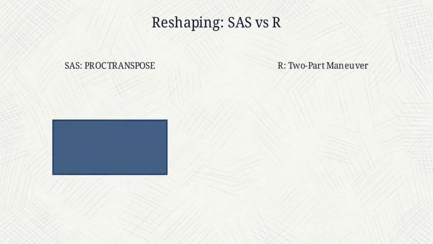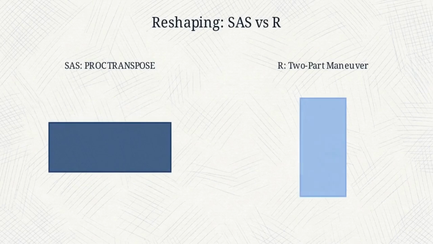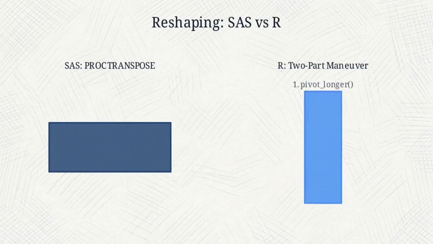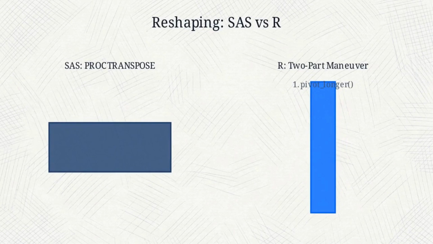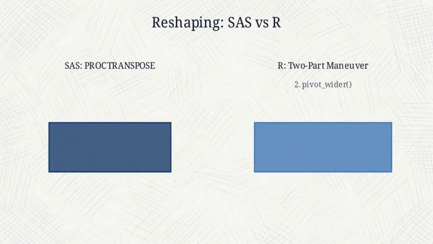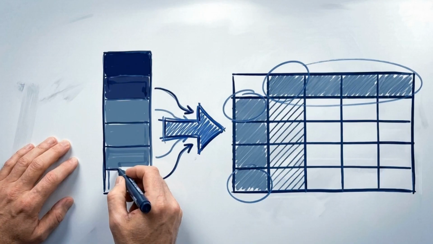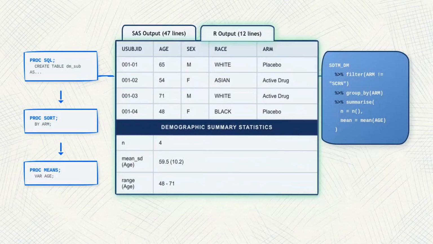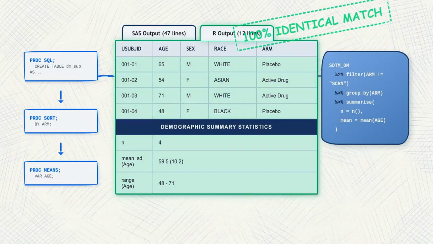For step 1, we apply pivot longer, pulling the n count, mean, and range out of separate columns and stacking them vertically. Then, pivot wider takes that unified column, separates it by sex, and spreads the values outwards across treatment arms. While this two-step pivot requires a shift in how you visualize data structure, mastering this sequence is necessary for continuous data reshaping. As you can see in this overlay, the dataset produced by the 12-line R pipeline is an identical row-for-row match to the output from the 47-line SAS script.